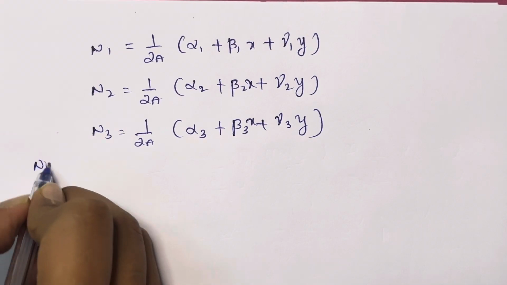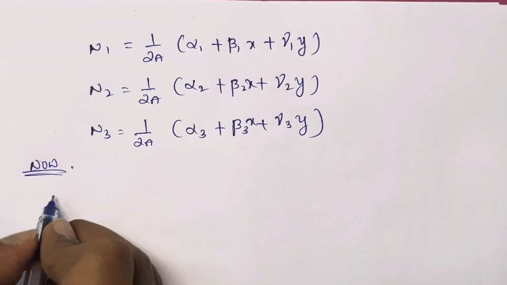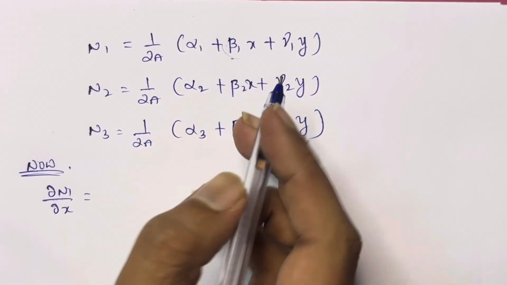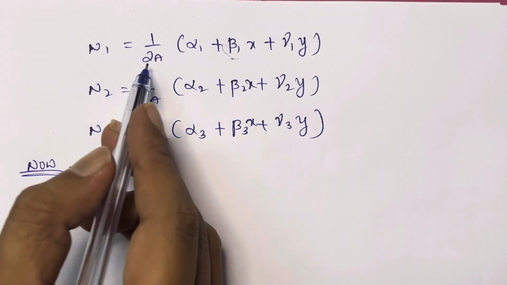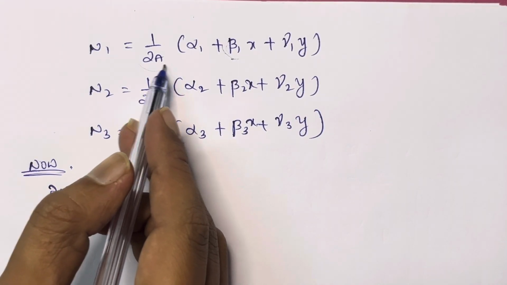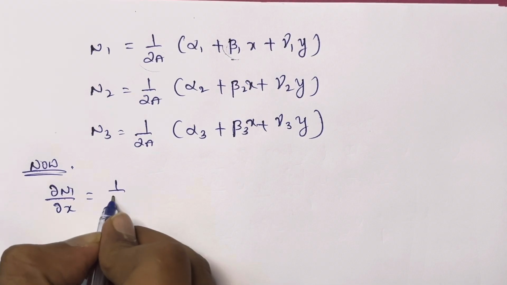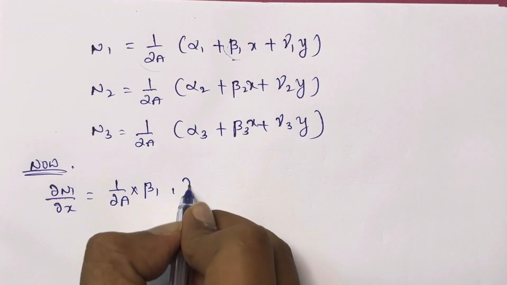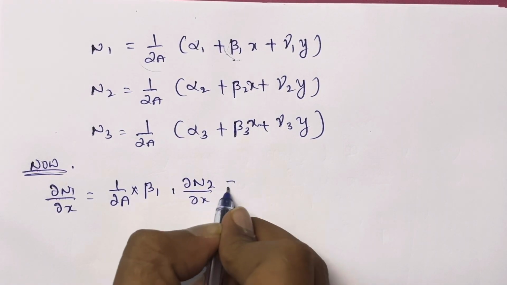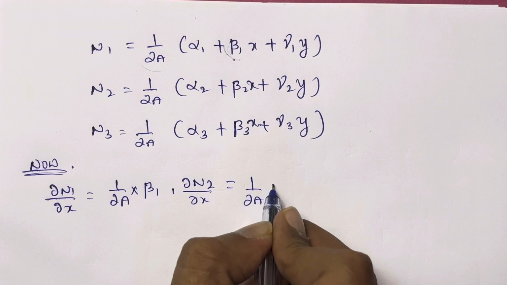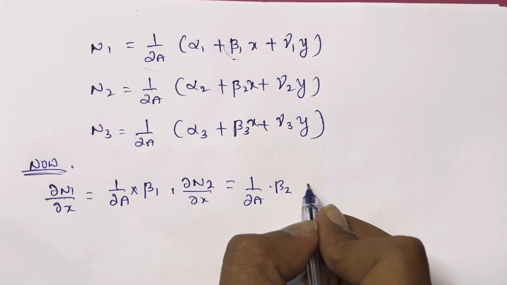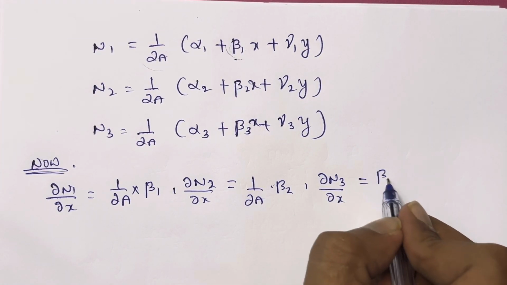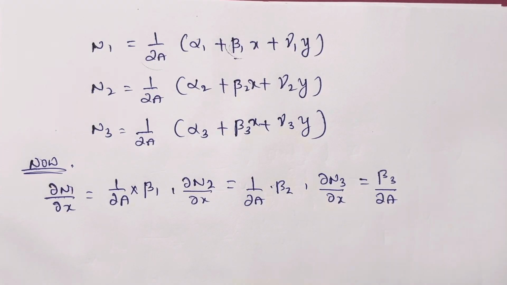So now dou N1 by dou x we have to do. Here we have only one x component and the rest is constant. Here A is the area of the constant strain triangle. So we'll get 1 by 2A into beta 1. Similarly dou N2 by dou x will be beta 2 by 2A, and dou N3 by dou x will be beta 3 by 2A.